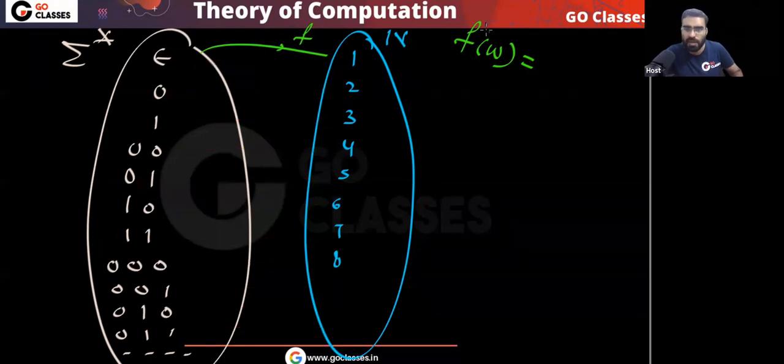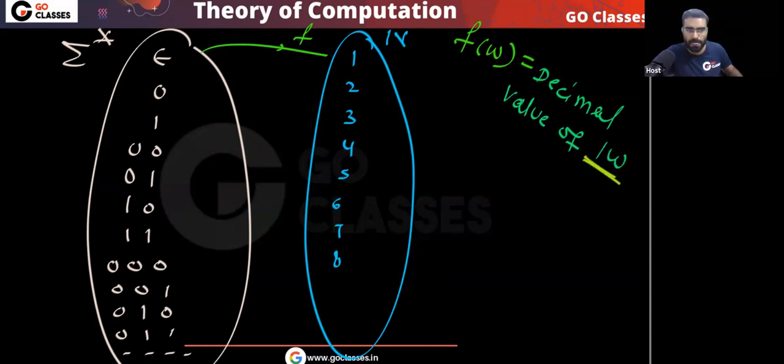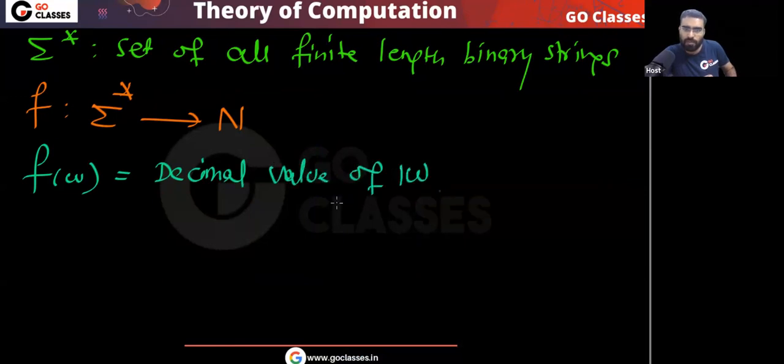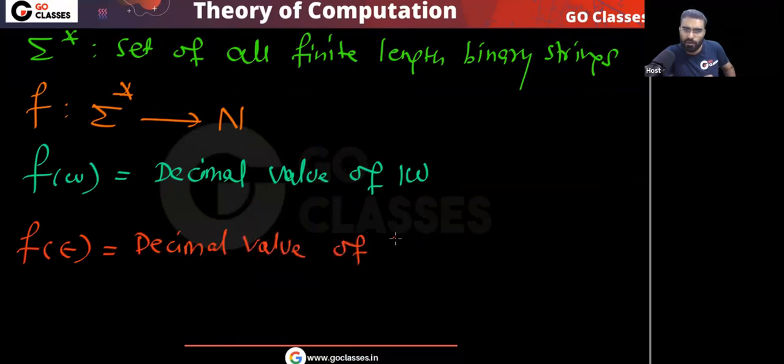Yes, very easily you can give. f(w) will be the decimal value of 1w. Just put 1 before it. If you want to find the image of 01, then put 1 before it. So the image of 01 will be the decimal value of 101. So f(w) is the decimal value of 1w. If you want to find f(epsilon), that will be the decimal value of 1 epsilon.